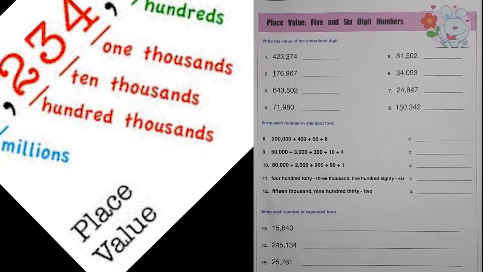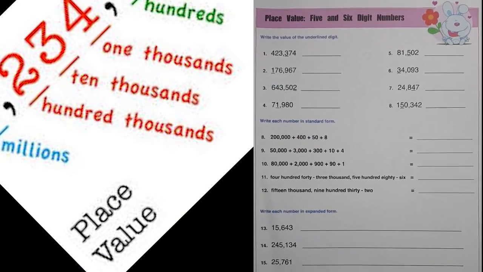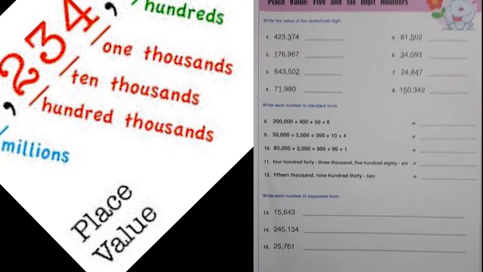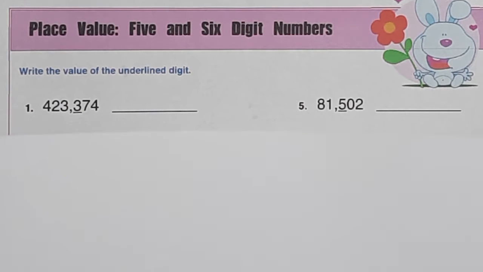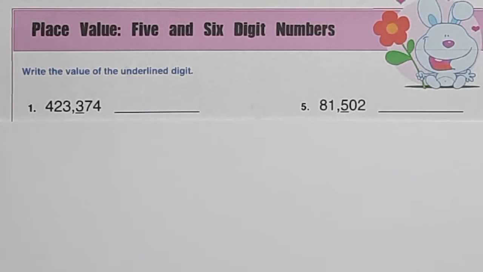Okay, today, students, we're still dealing with place value. Let's get started. As you can see, the numbers we're going to deal with today have 5 and 6 digits. So we're moving on up from the lower numbers that we covered on Tuesday. So let's go to problem number 1.